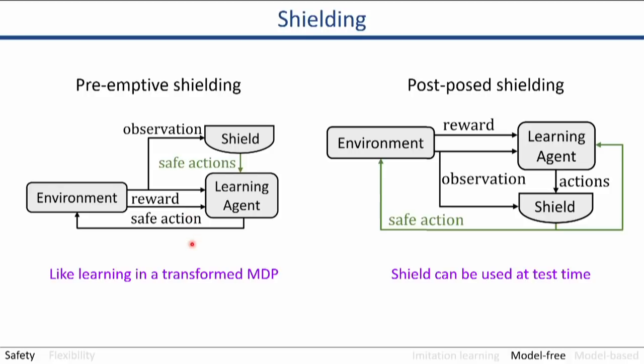Now, is there any reason not to do preemptive? It kind of seems like the better one to do in general. I guess the main downside is the agent could still, at test time, output an unsafe action because you don't have the shield. There's nothing between the learning agent and the environment to make sure that you only do something safe. So there are no guarantees on this method being safe at test time. That's the downside of preemptive shielding.